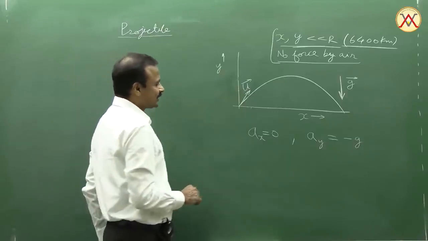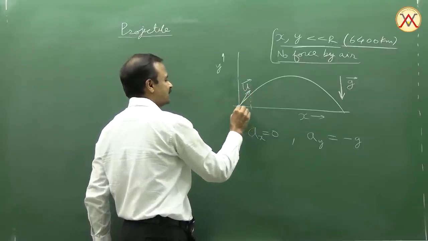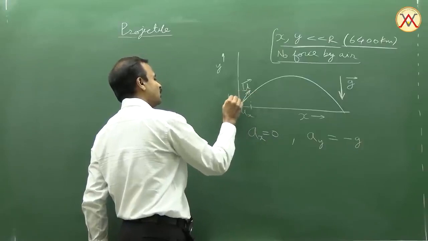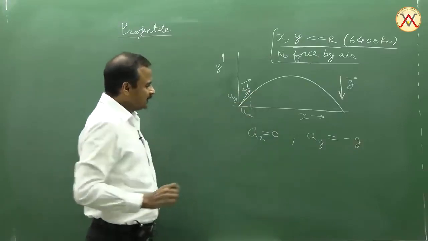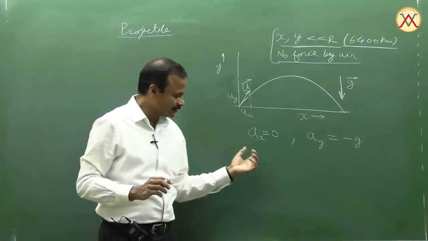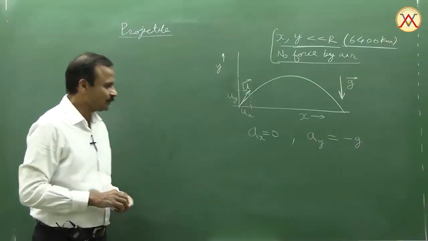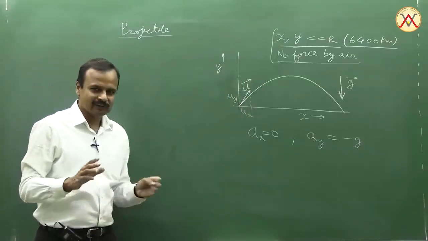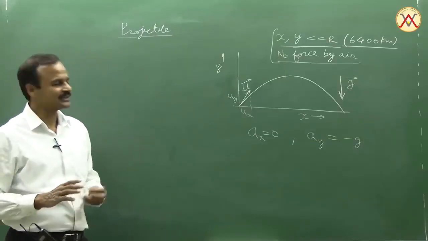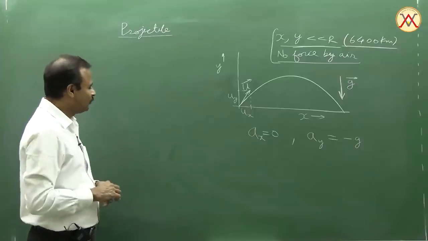We can resolve this u vector into its components. The x component we can call ux and the y component can be called uy. So we know the x and y components of initial velocity and of acceleration. And as we have already discussed, we can apply the three equations of motion separately in x and y direction. I am going to do that now.